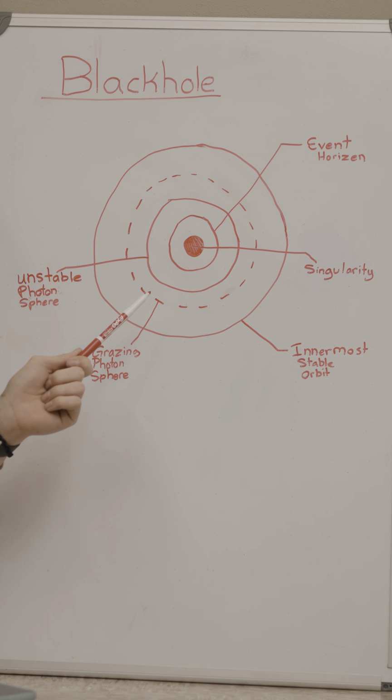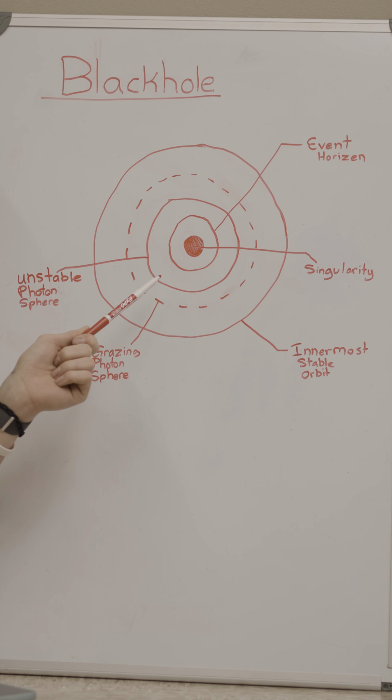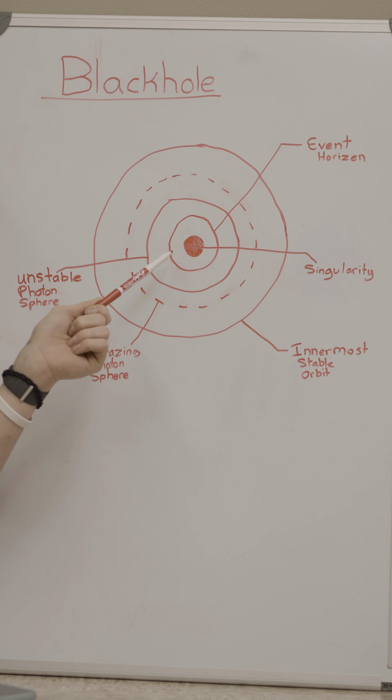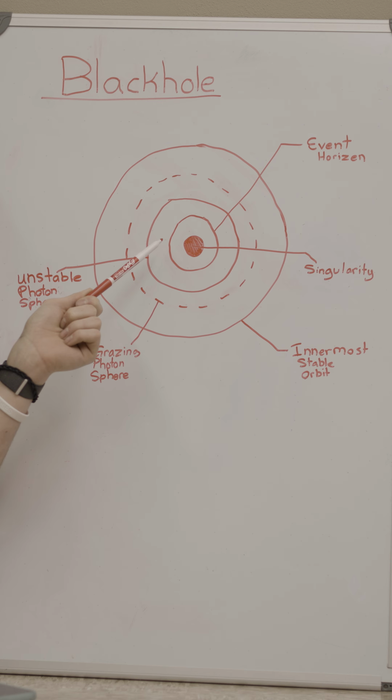But just like the accretion disk, it has a point where if it gets too close past this grazing photon sphere, it then gets sucked into the singularity. And when it passes and gets into the unstable photon sphere, it then gets sucked into the event horizon and then passes it and can no longer escape.